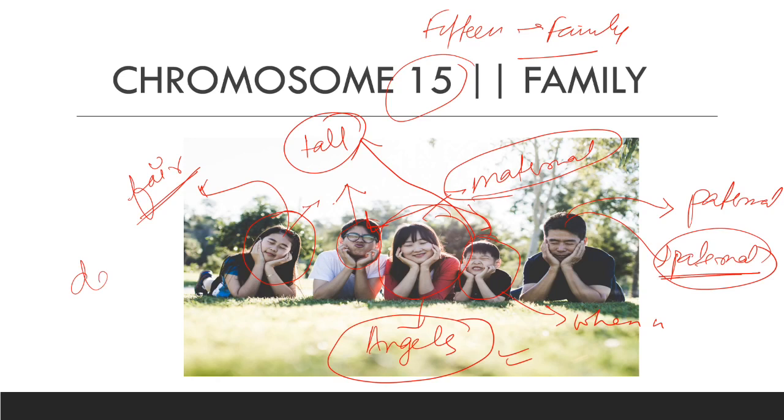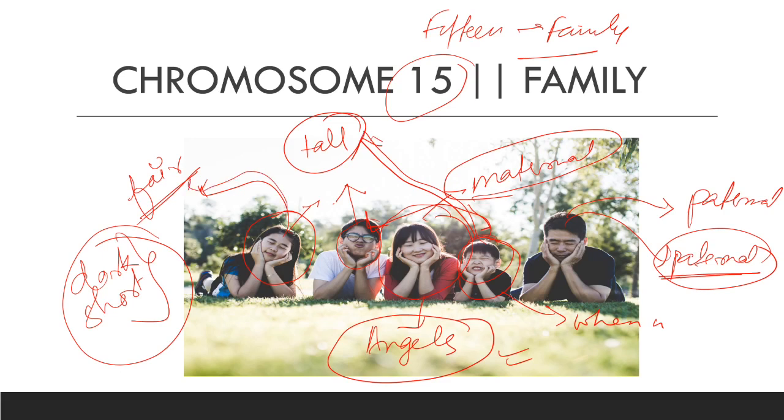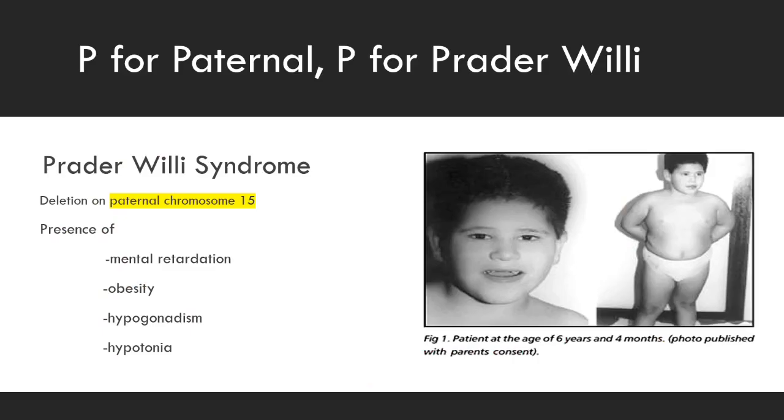No racism here. It's okay if you are dark, it's okay to be short. I don't mean anything such to any one of you. Just for memorizing these things, I told you. P for paternal, father side, M for maternal, mother side. Mothers are like angels, and the small child, he wants to be tall, and the daughter, she wants to be fair. Okay, so chromosome 15, F for 15, F for family.